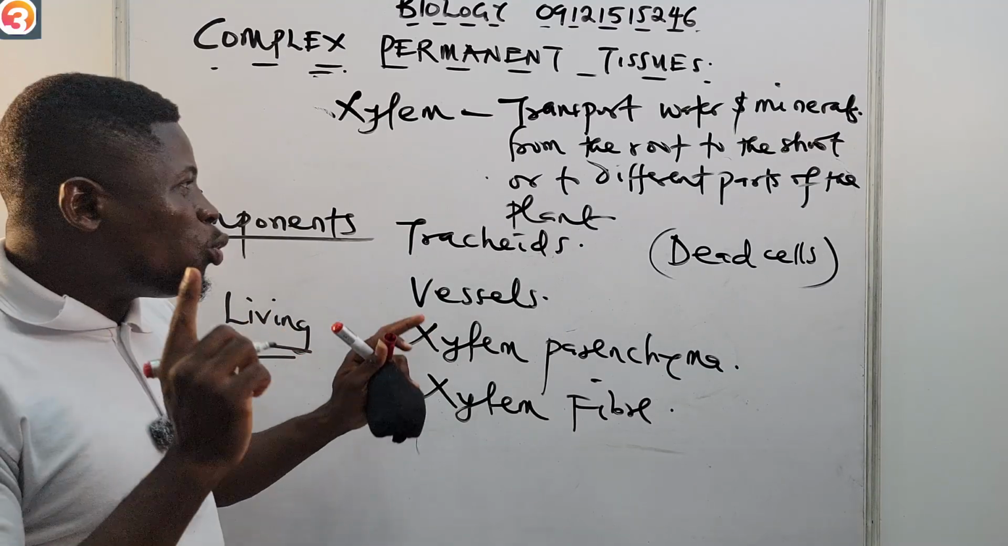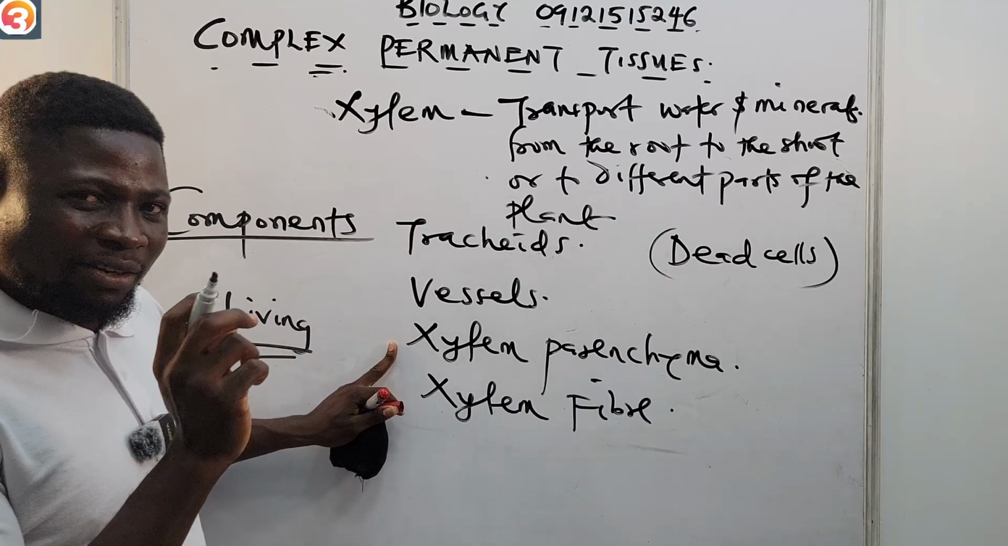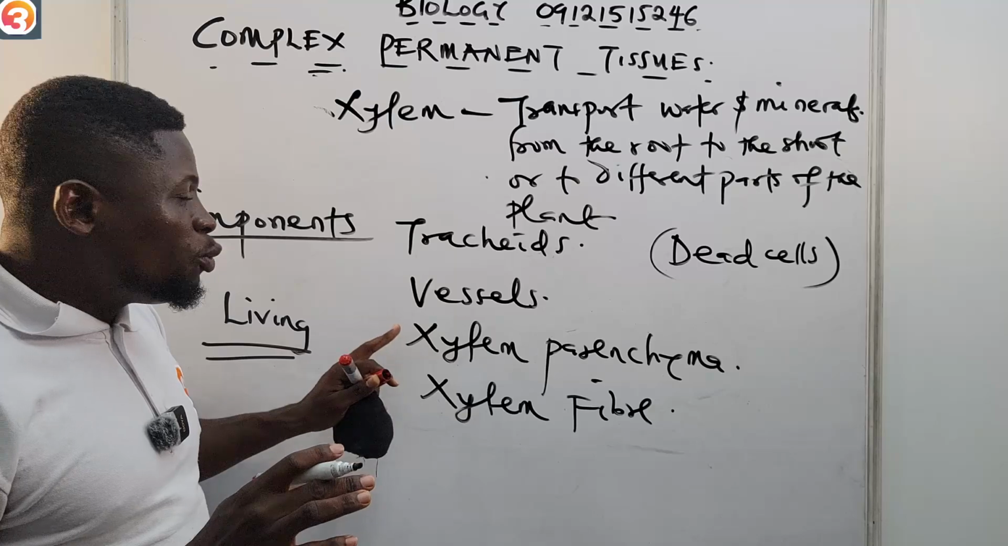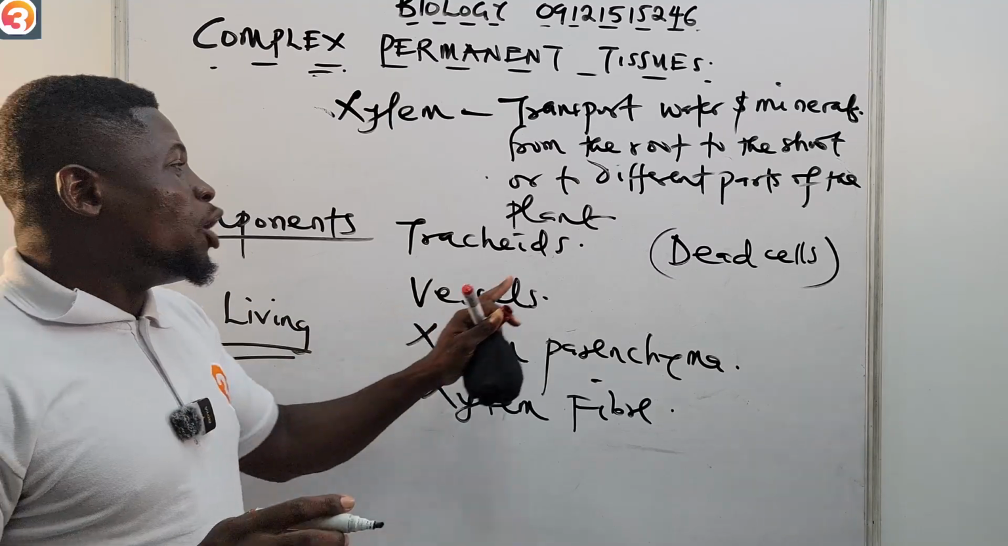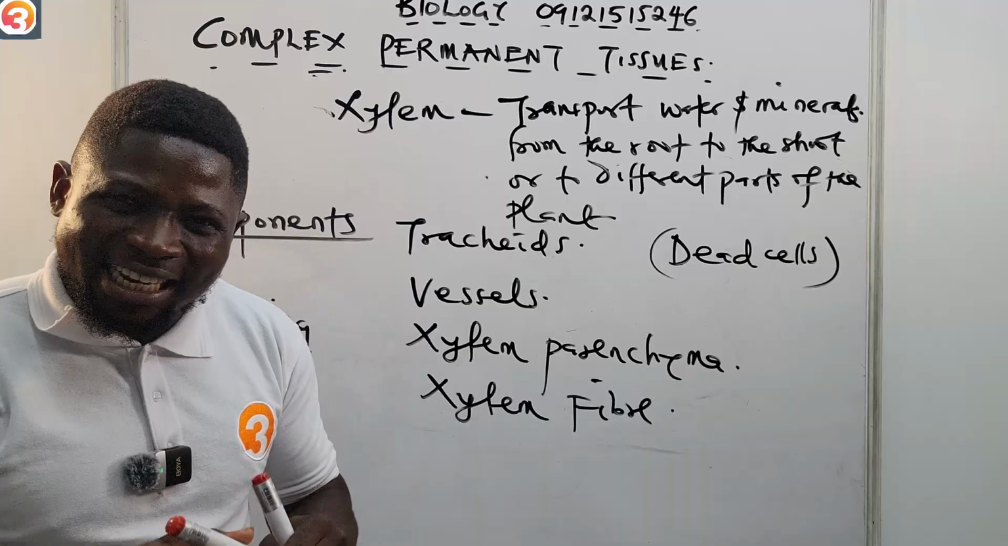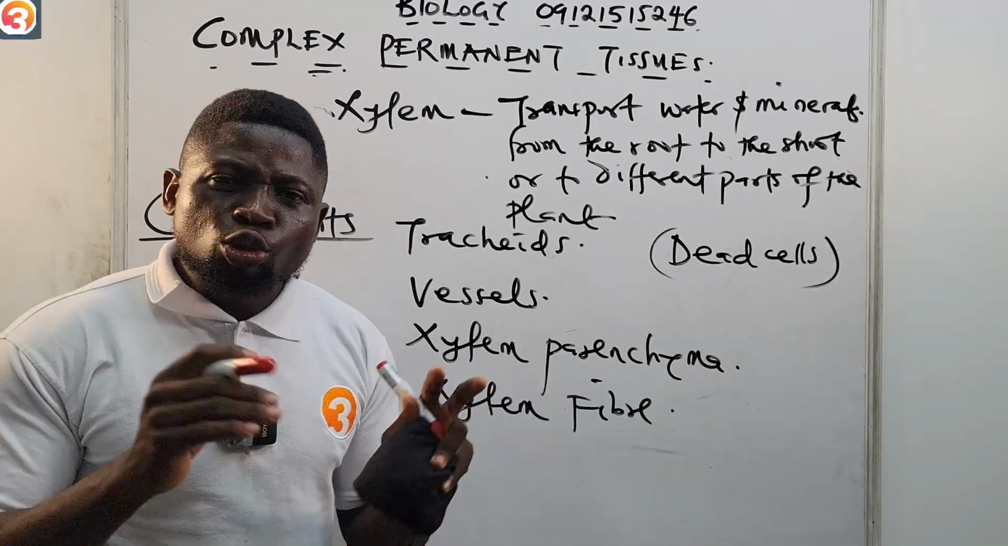But only one of these xylem components is living. Please take note of that. Only one of these xylem components is living at maturity, while all others are dead cells. Please take note. This is another exam question that can come out, so you should not joke with it.